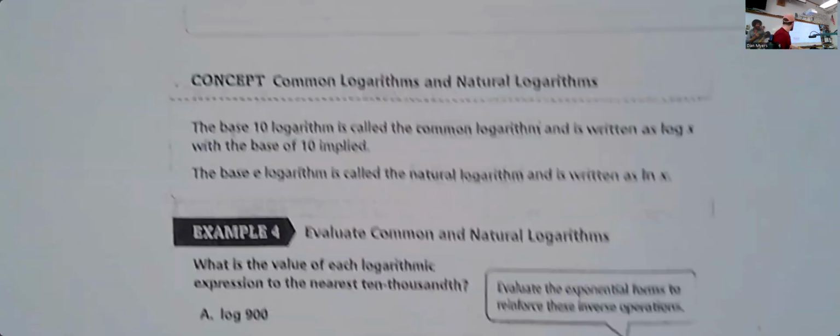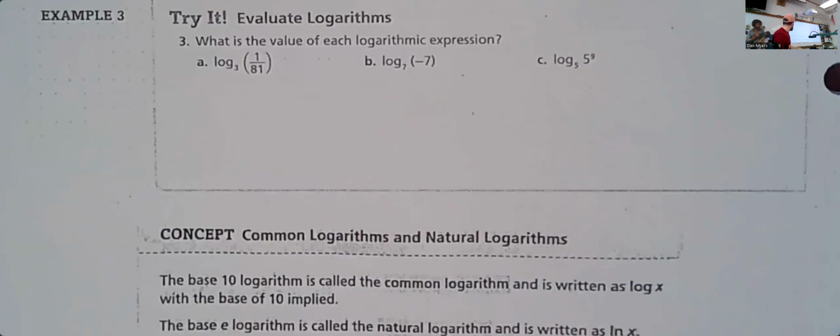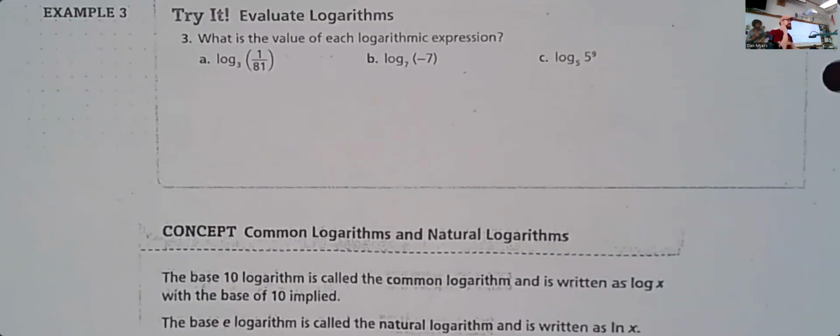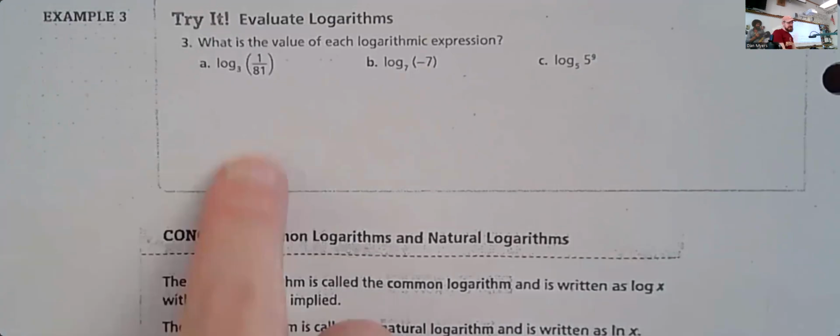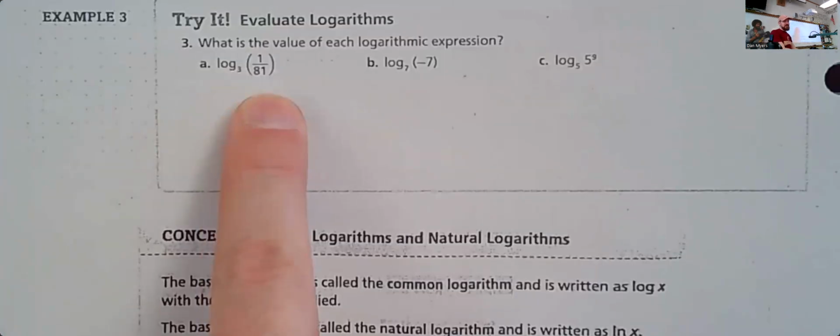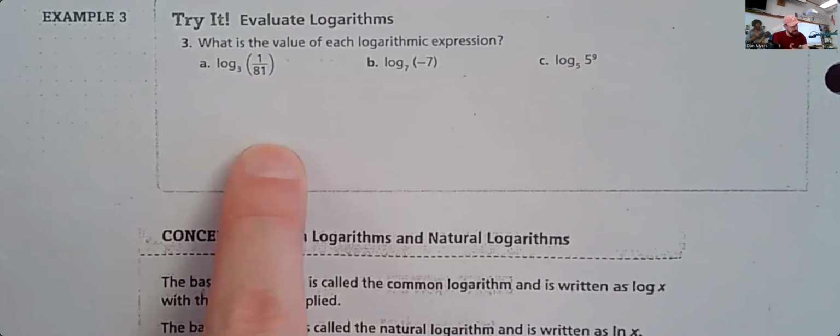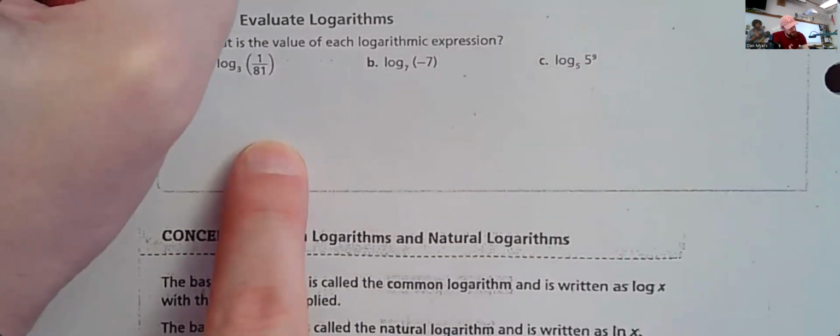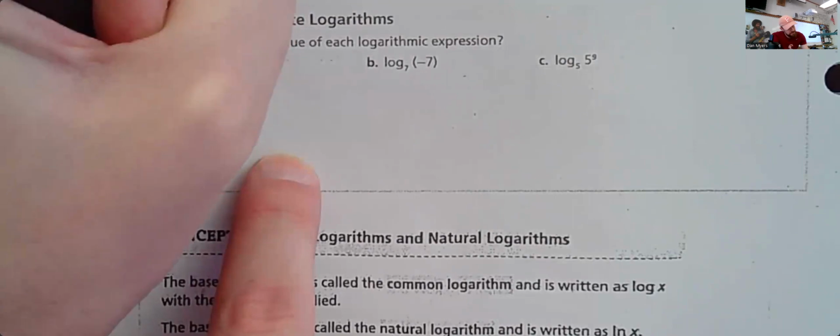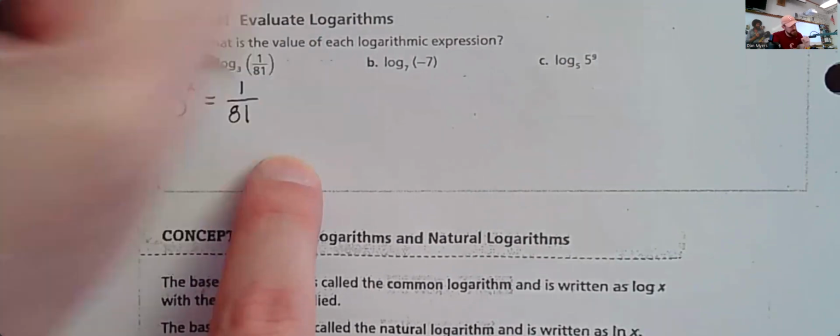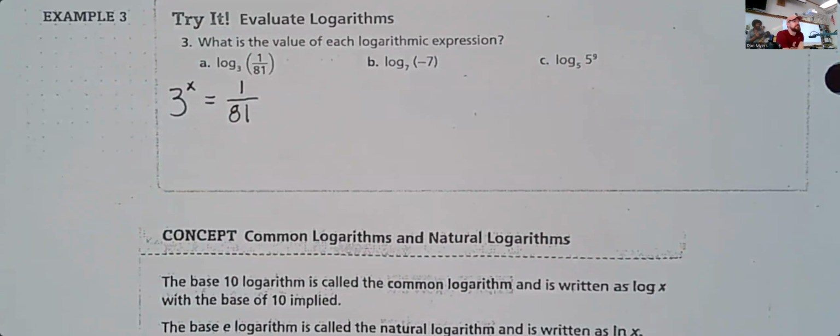So let's go ahead and try to work these out here. What is the value of each logarithmic expression? Log base 3 with an argument of 1 over 81 means that we are trying to figure out: 3 is being raised to what power to equal 1 over 81. That's what we're trying to figure out here. My suggestion is to just figure out what 3 to the what power equals 81. Don't worry about the fraction right now. 3 raised to what power is 81?